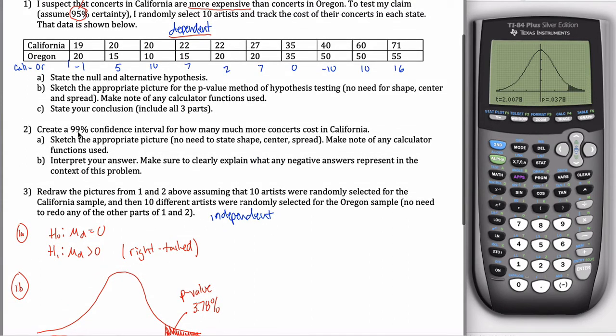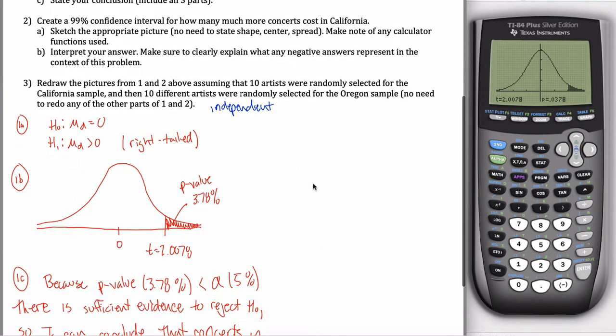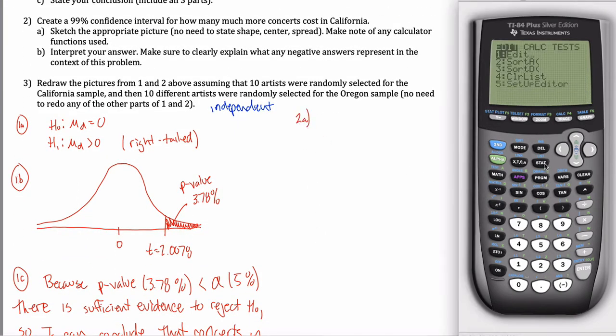Question 2, same idea, except now it's a confidence interval instead of hypothesis testing. We want a 99% confidence interval for how much more expensive the concerts are in California, and we're doing the picture and interpreting the answer. So sure. What we'll do for this one is instead of going to test and selecting t-test, we'll select t-interval because it's a confidence interval.